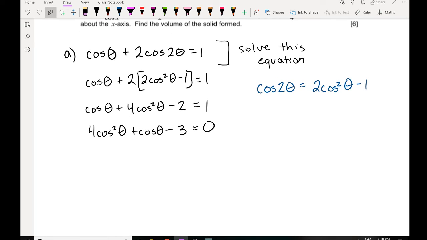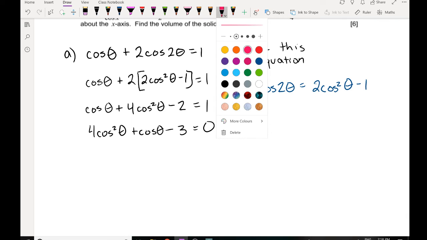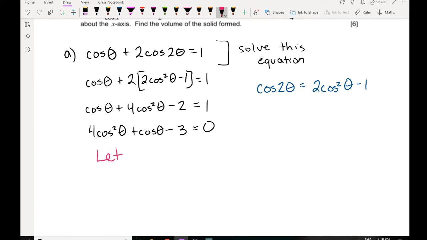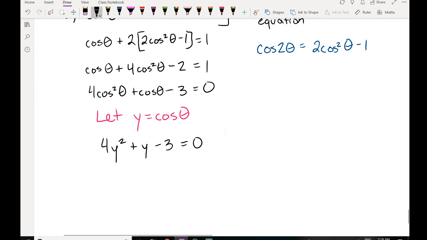So now it's starting to look like a quadratic, which is great because I'm starting to take this question that seemed insurmountable right out of the gate, and I'm getting it into a form where I'm more familiar with it, more comfortable solving it. So if I were to do a little variable substitution here, let's try that again. We'll let y equal cos theta. So this is now 4y squared plus y minus 3 equals 0.